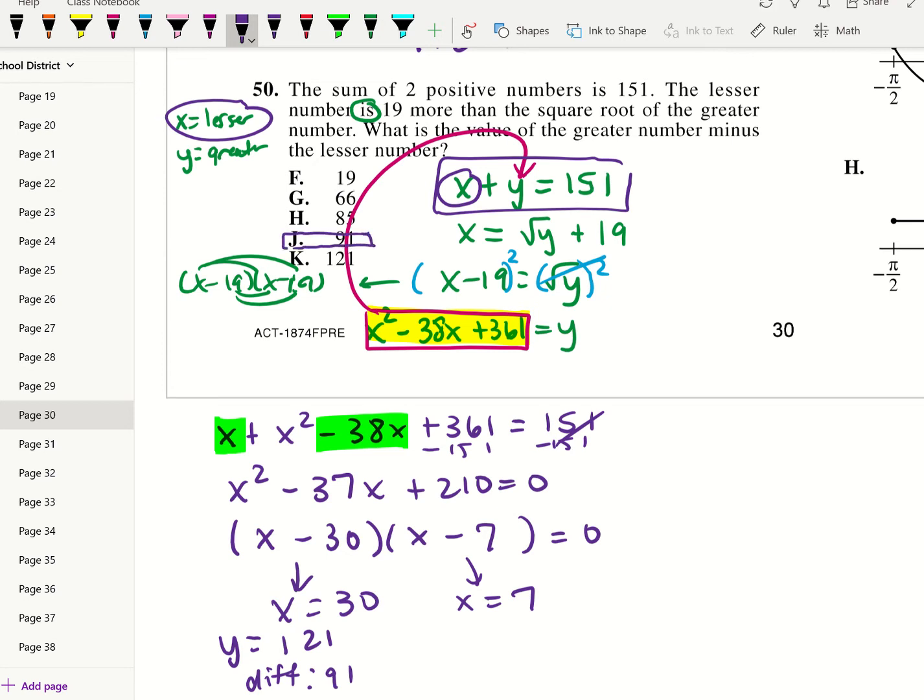You might wonder about the 7. If I found the y value for 7, which ends up being 144, and I subtract those two numbers, the difference is 137, which is another valid answer. It just wasn't one of the ones they gave us. They gave us only one correct answer there.